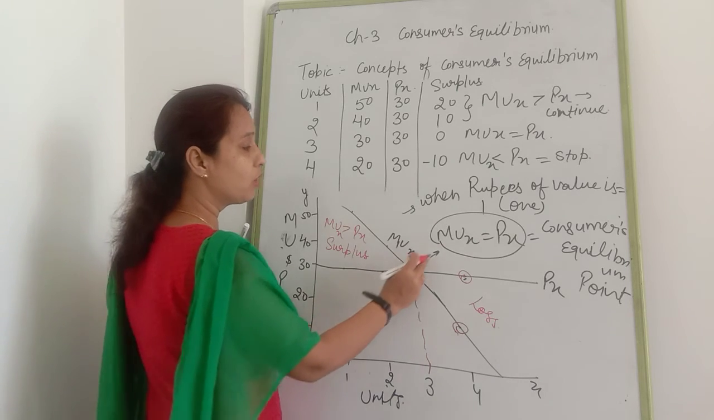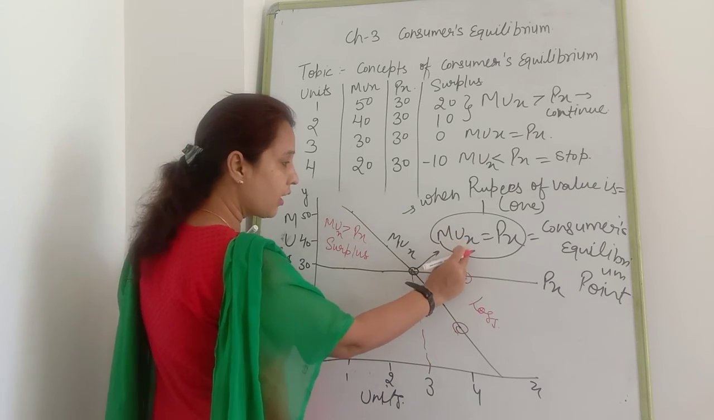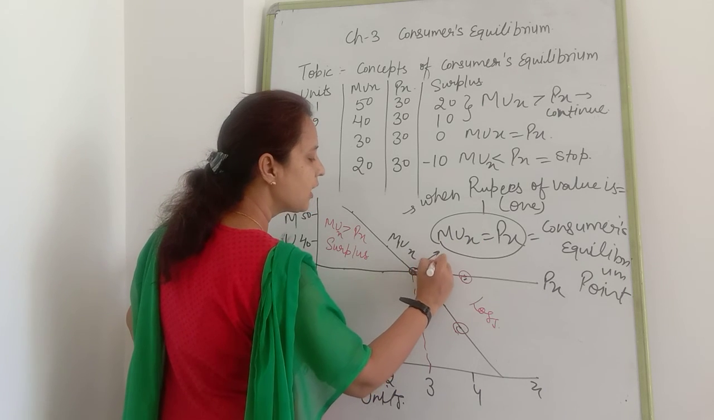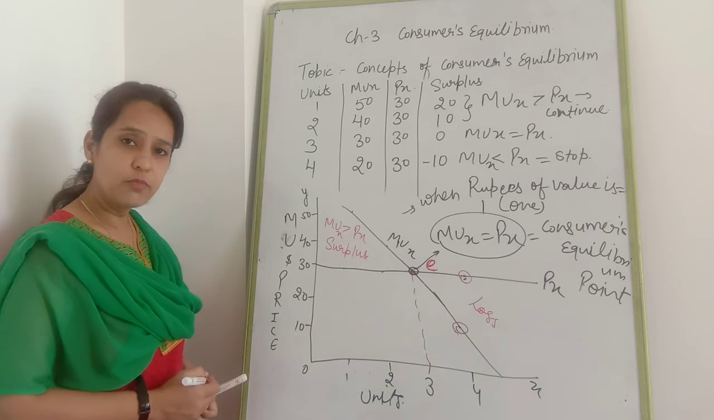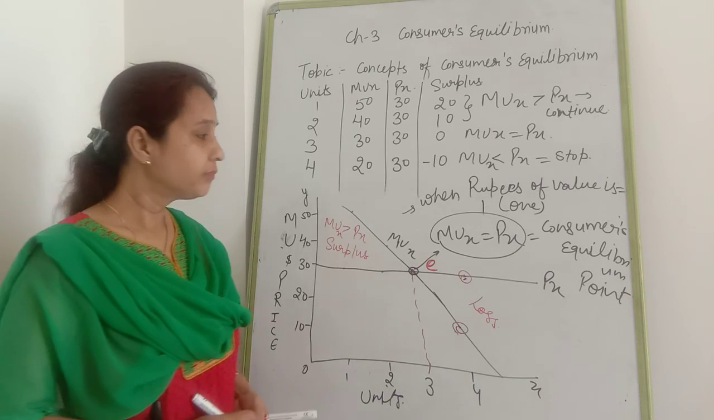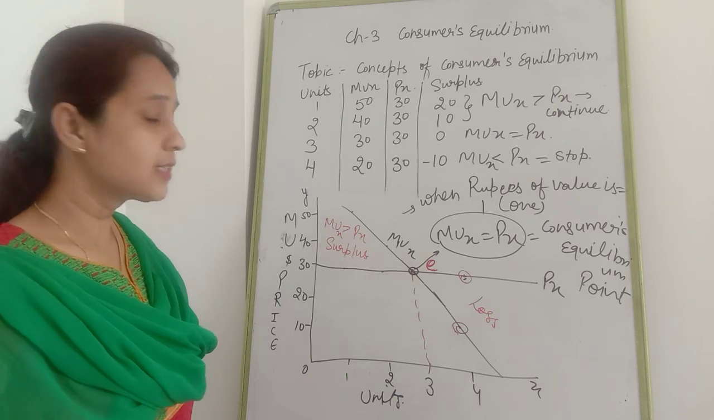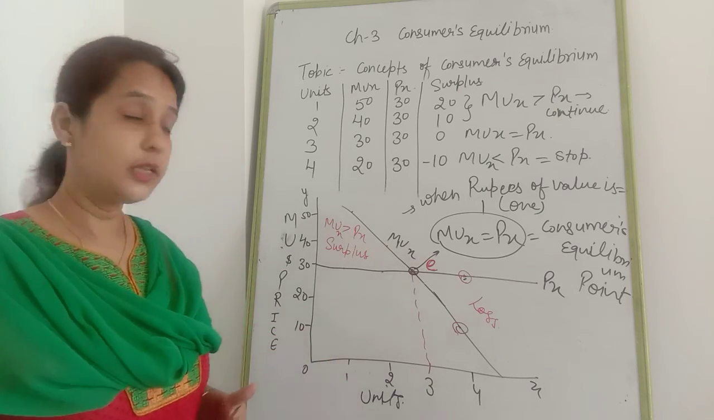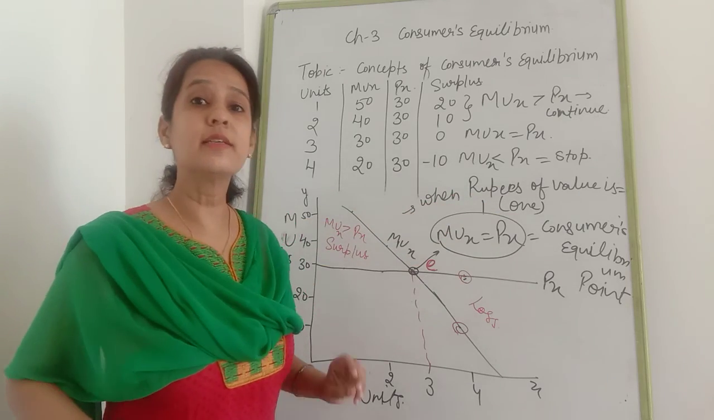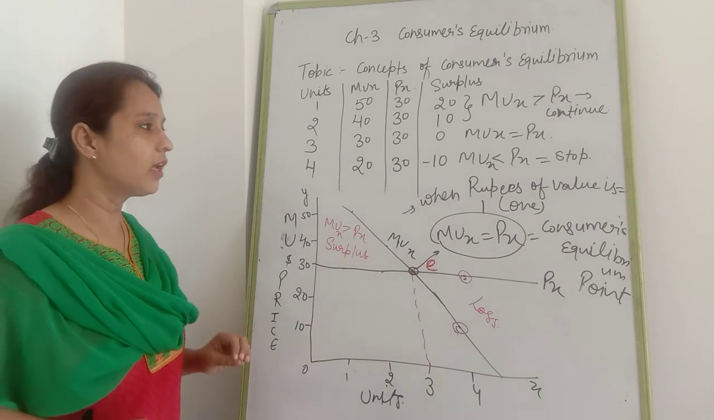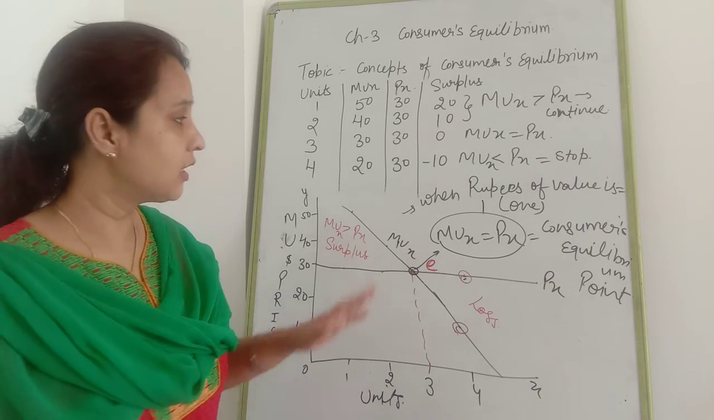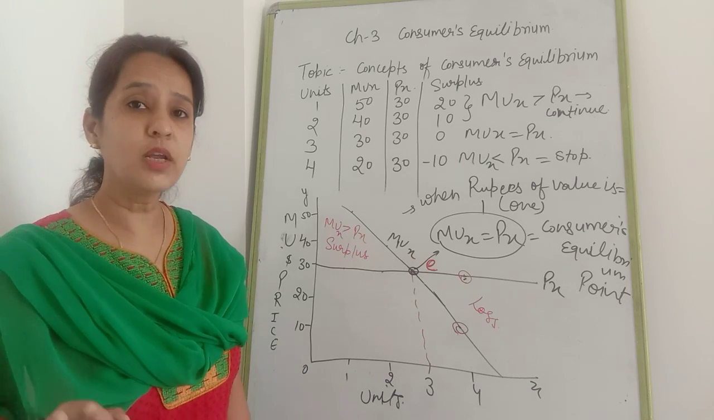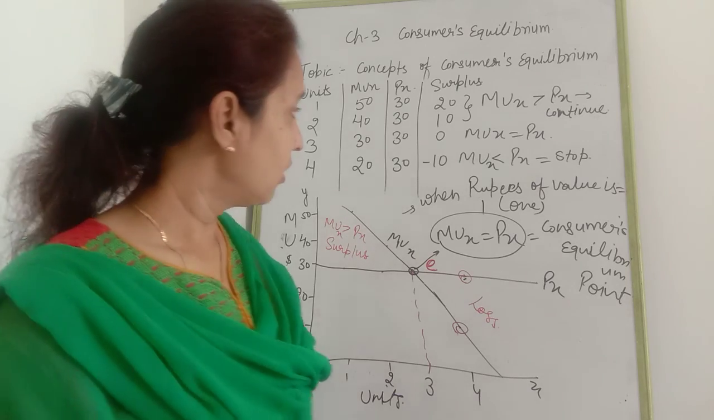till he achieves which point? Where MUX equals PX. This point we give the name E point. E point means equilibrium point. Clear? Now we are going to discuss in the next session when the value of money, the rupee, is different. It means some value is given in the question. Then we will calculate how to find the consumer equilibrium point. Clear? Now thank you.